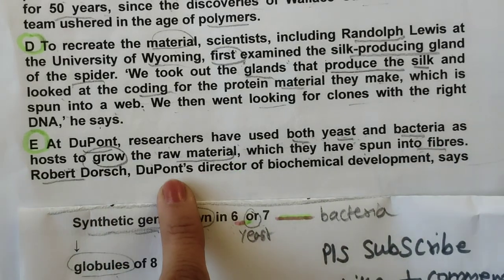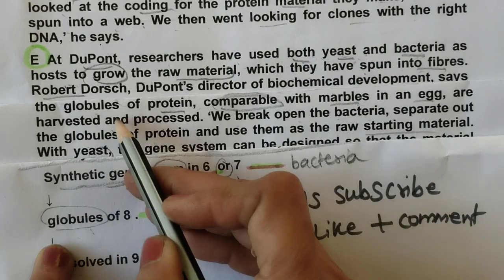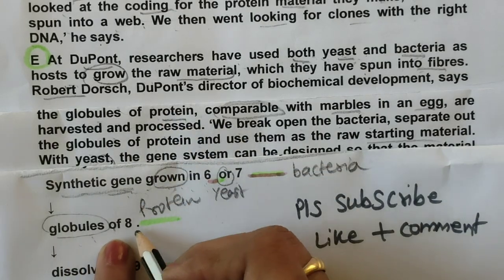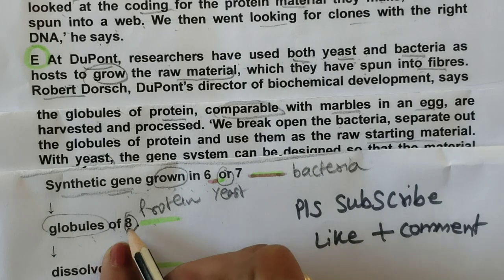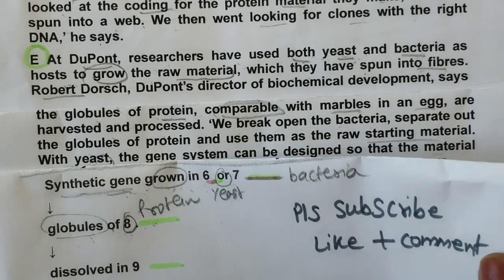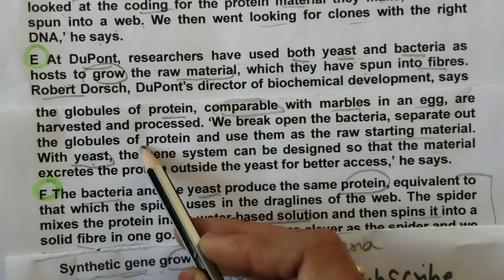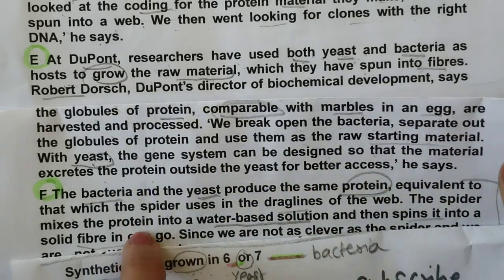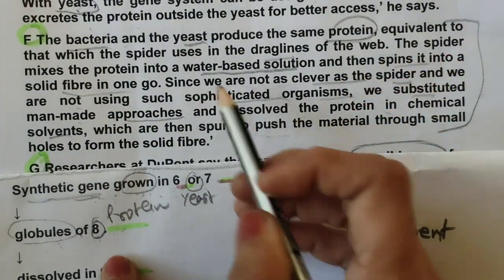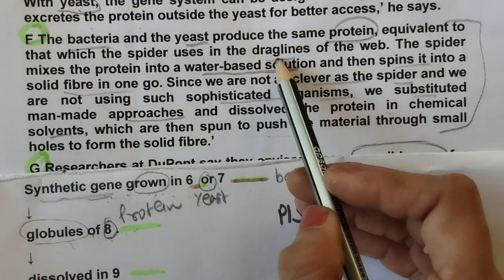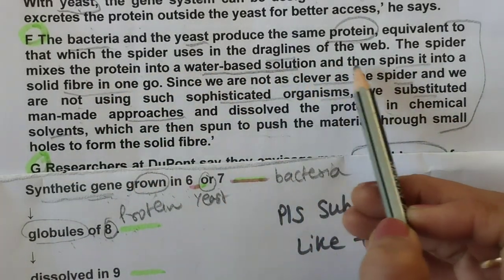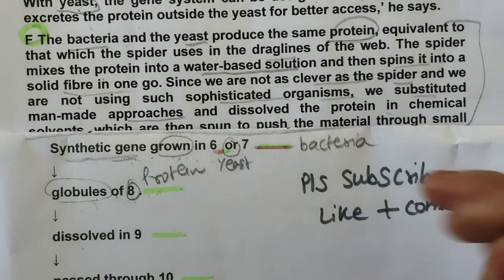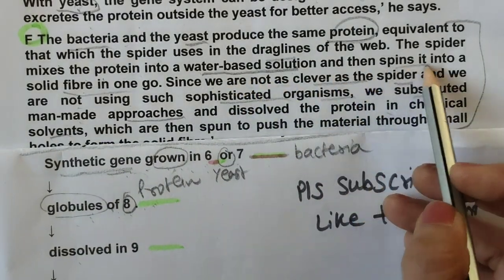Okay, globules. So globules, next part of this paragraph. Globules is here, in the next part of this paragraph, globules of proteins. So how we have found the words, this is number 8, the words before the blank are also important in finding the correct answer. Globules of protein and dissolved in. So what have they dissolved in? Start raw material, yeast, the gene system can be designed so that the material excretes the protein outside. So dissolved, we are looking for dissolved. In the next paragraph also, bacteria and yeast produce the same protein equivalent to what spiders use regularly. The spider mixes the protein into a water-based solution, then spins it into solid fiber. So protein dissolved in water-based solution.